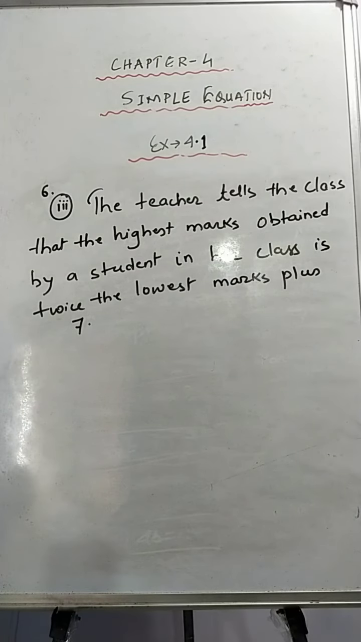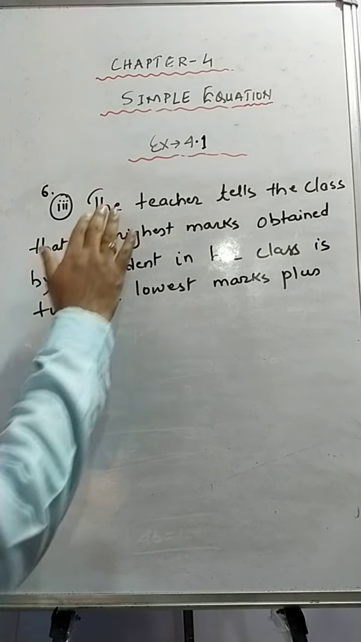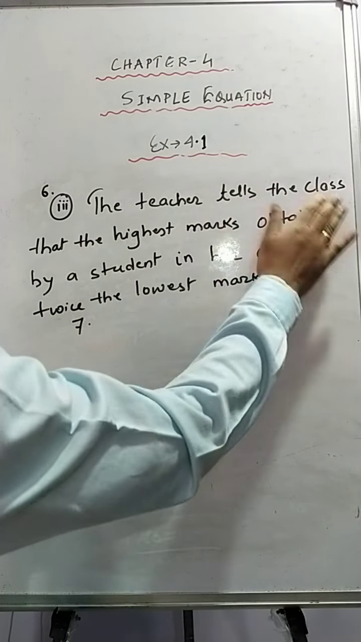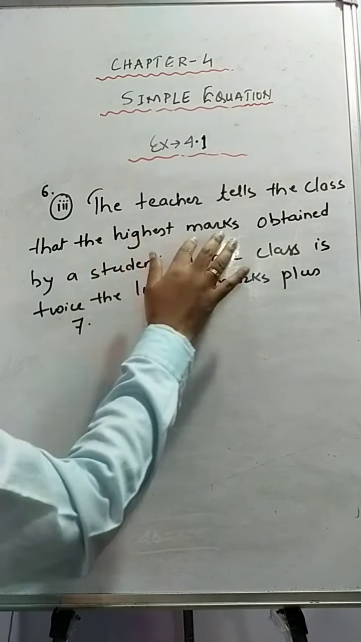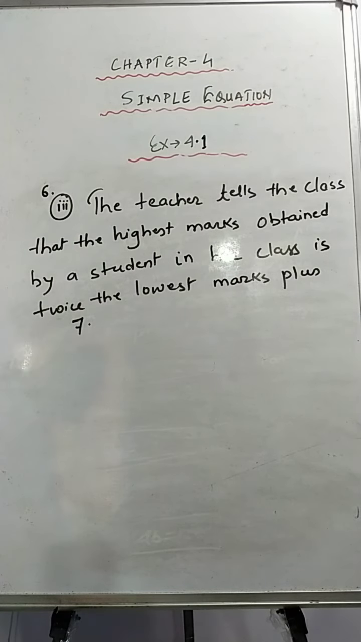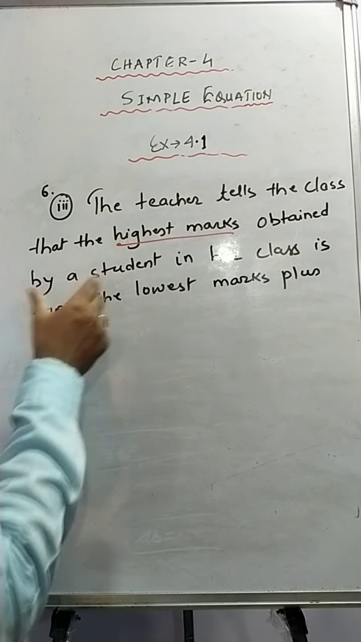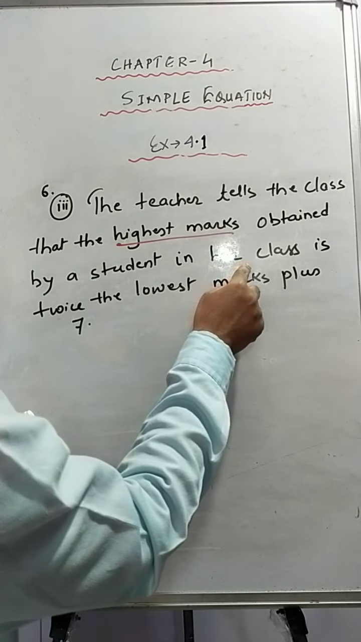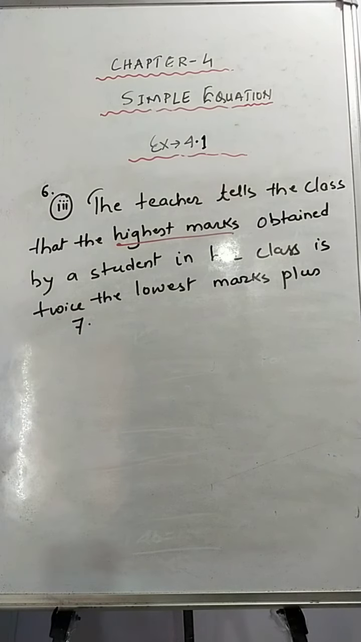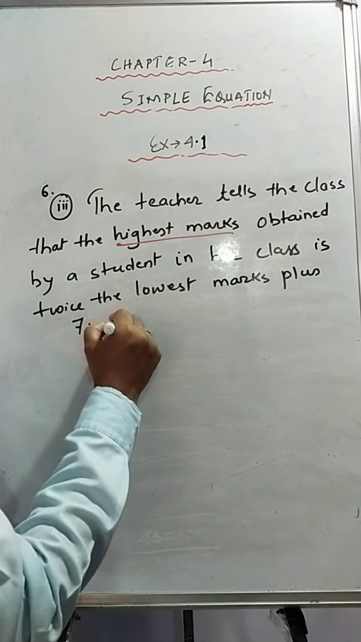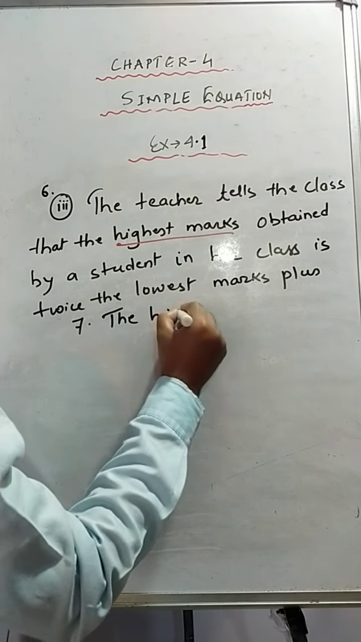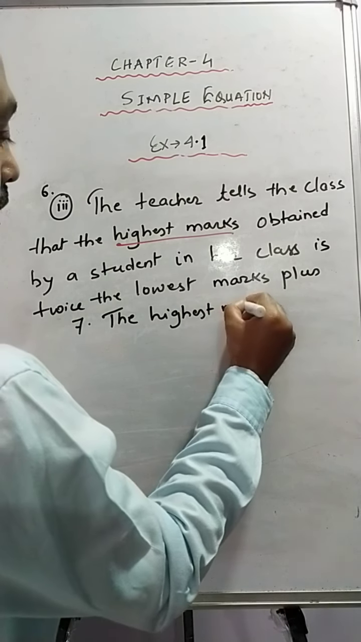So this is sum number 3, students, of question number 6, exercise 4.1. Now the teacher tells the class that the highest mark obtained by a student in her class is twice the lowest mark plus 7. And the highest mark is also given: the highest mark is given as 87.